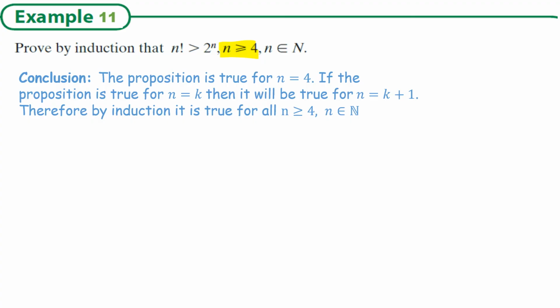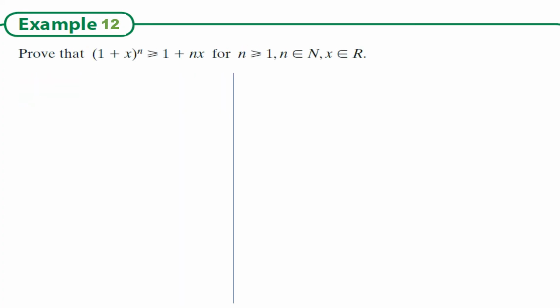If the proposition is true for n equals k, then it will be true for n equals k plus 1. Therefore, by induction, it is true for all n greater than or equal to 4, where n is an element of our natural numbers. Example 12: prove that (1 plus x) to the power of n is greater than or equal to 1 plus nx, for n greater than or equal to 1, where n is an element of the natural numbers and x is a real number.